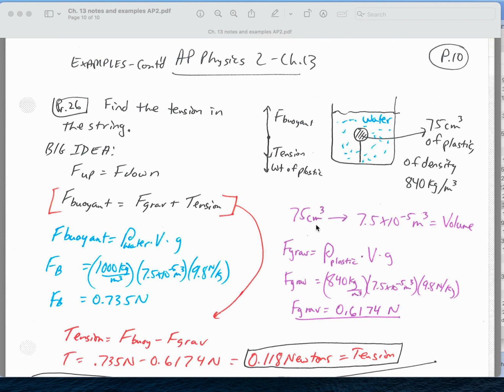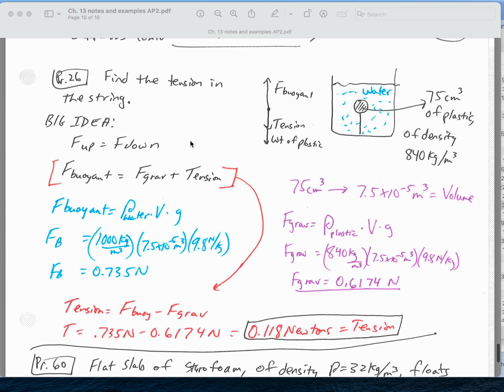So I'm going to draw a free body diagram to help me think about that. I've got the buoyant force acting up. The tension of the string, which I'm trying to find, is acting down. And the gravitational force on the plastic is also acting down. If this string is holding it, we know that force up equals force down. So buoyant force equals gravity plus tension. The buoyant force is the density of the water times the volume times g.